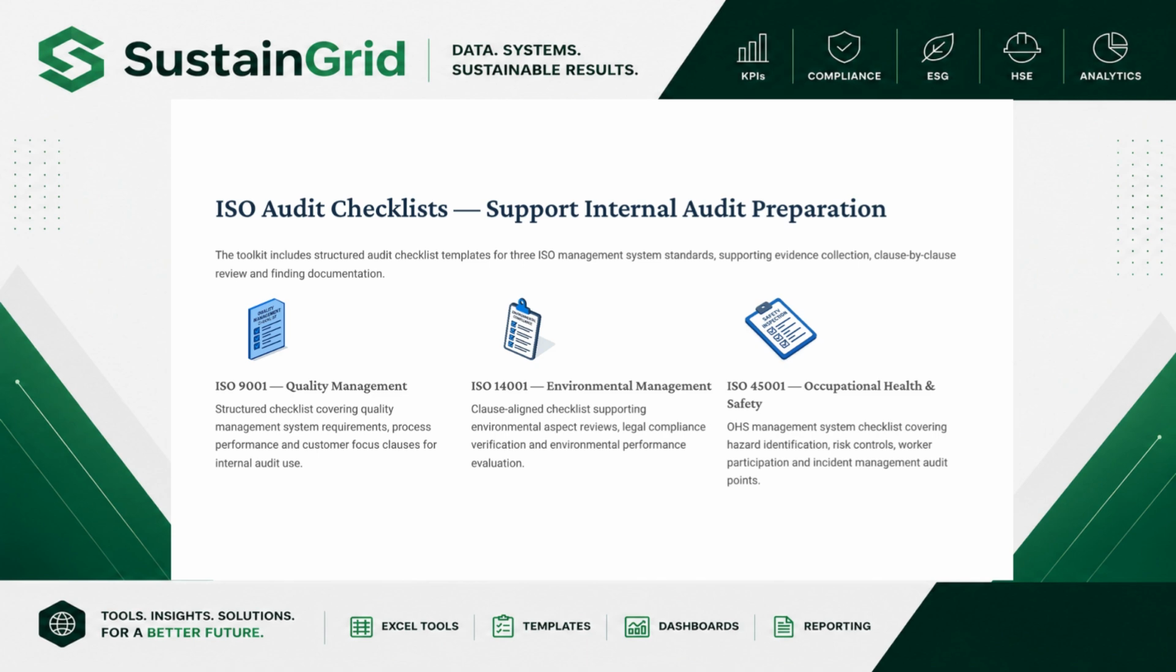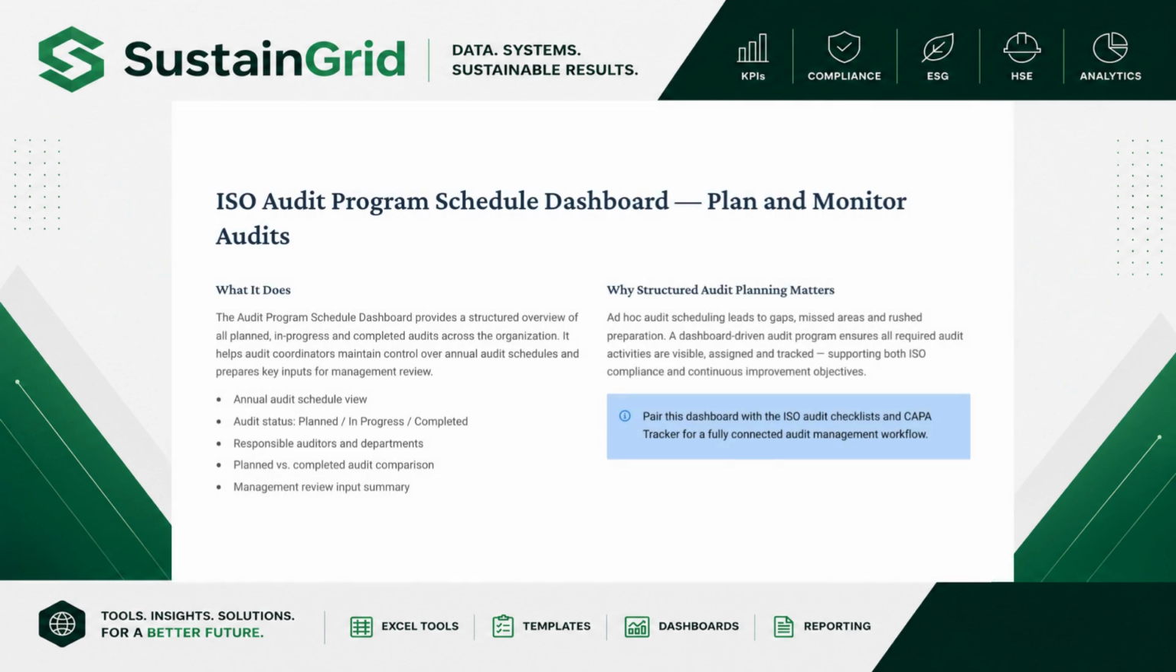Together, they provide a practical basis for structured internal audit work. The ISO Audit Program Schedule Dashboard helps teams plan and monitor audit activities across the organization. It can be used to track planned audits, audits in progress, and completed audits. It also helps assign responsible auditors, monitor audit status, and prepare useful input for management review. When combined with Audit Checklists and the CAPA Tracker, it supports a more complete audit management workflow.